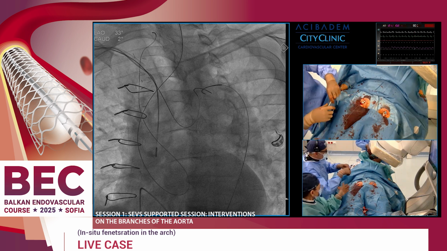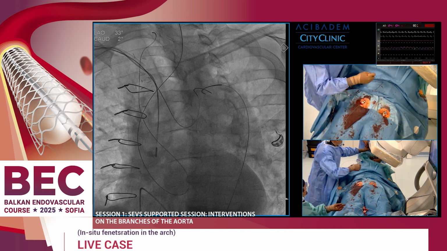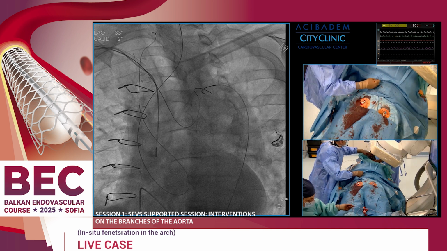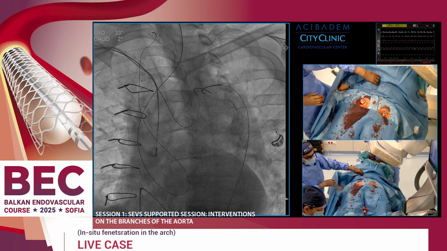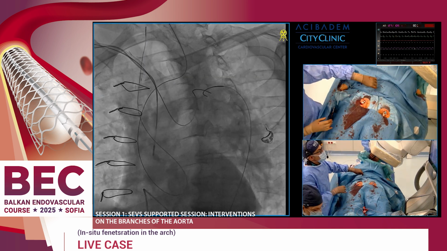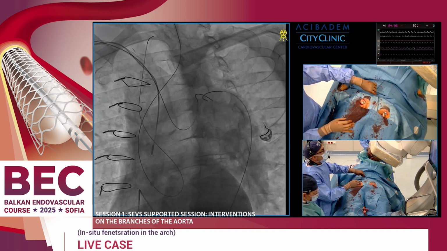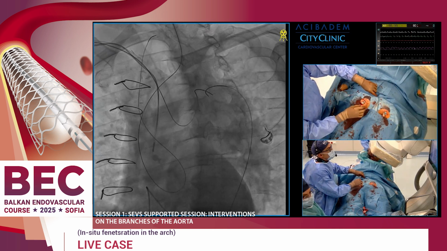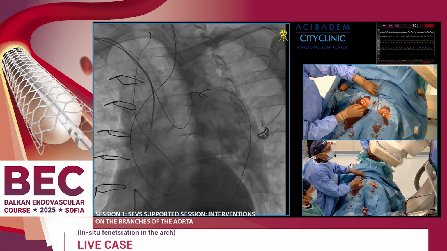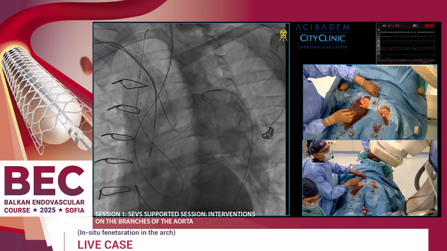Okay, we are positioning now the 8 French sheath in the retrograde left carotid. We are going to go slowly, slowly. That's it.